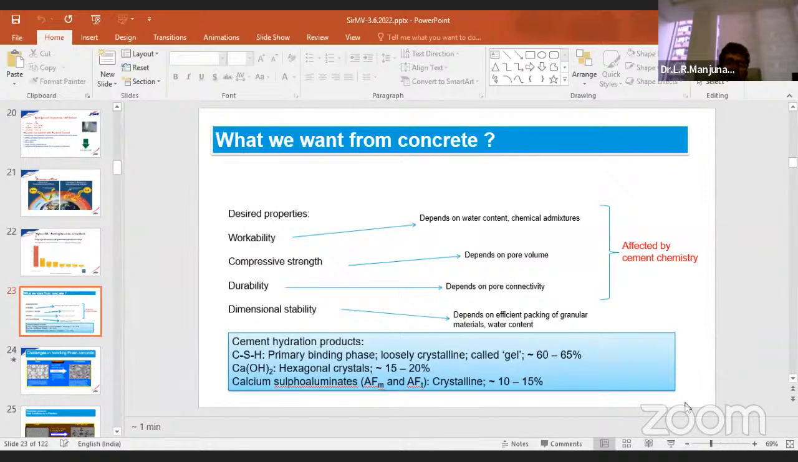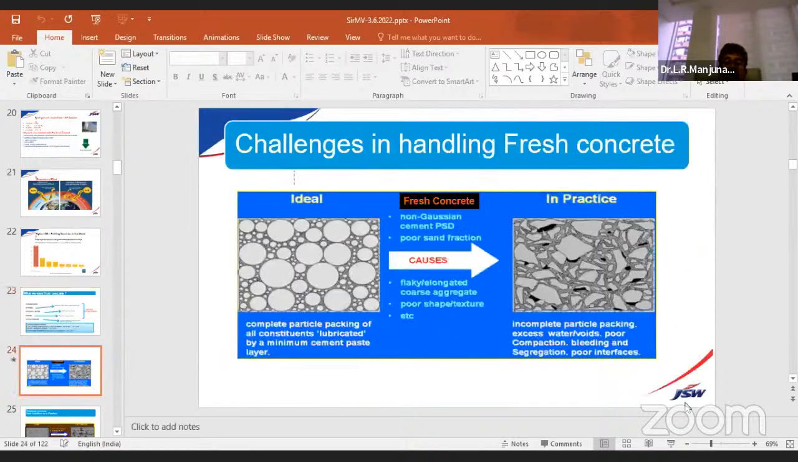When concrete is made, we ask for so many things. What are the fresh properties of concrete? Fresh properties mean workability, compactability, and what chemical admixtures we should use. When you look at hardened properties, we are looking at compressive strength, flexural strength, and tensile strength. When we look at durability, we look at water permeability, water absorption, RCPT values, then alkali-silica reactions. So we are looking at so many things when we talk about concrete, because it's the most consumed material on this planet.